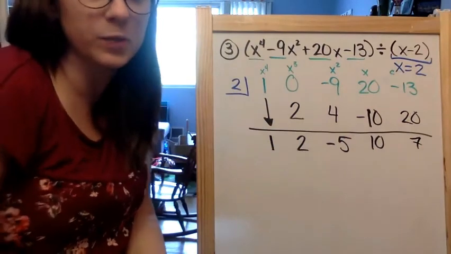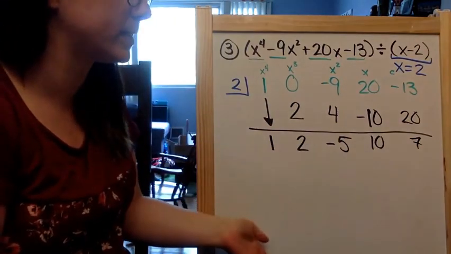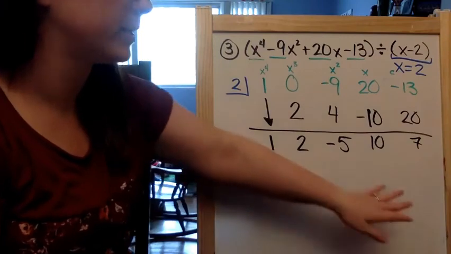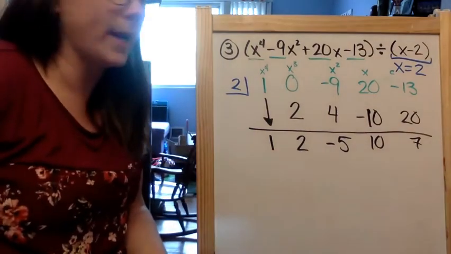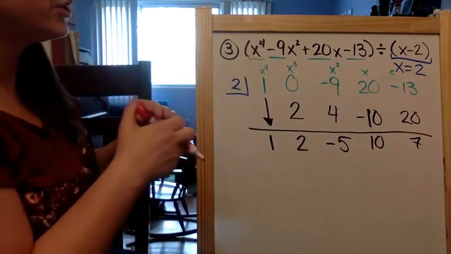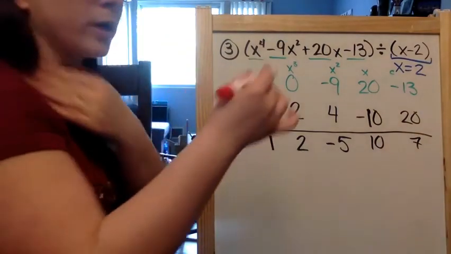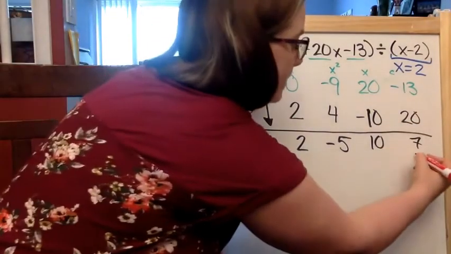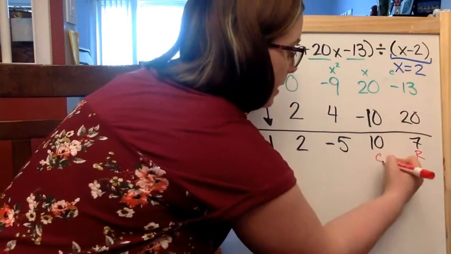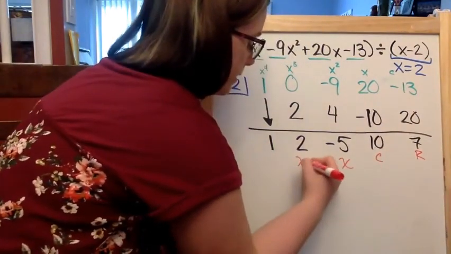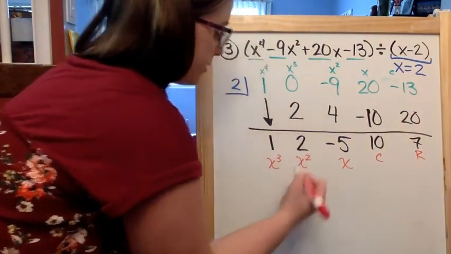So this is where we stopped on our previous examples, and then we just learned how to work backwards to write out our final answer here. So I always know, again, working from right to left, this is going to be my remainder, my constant, x squared, x to the third.